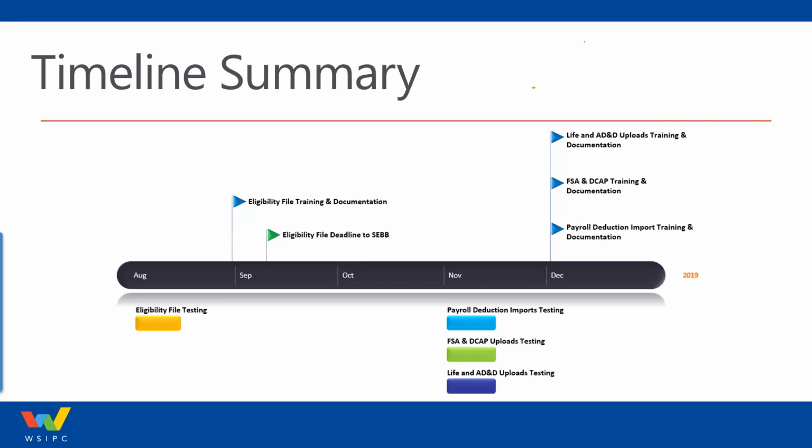For organizations that choose not to participate in payroll deduction or list billing, or for SEBB organizations that are not eligible for either of those options, they will go into direct billing. So hopefully that adds a little bit of clarity.